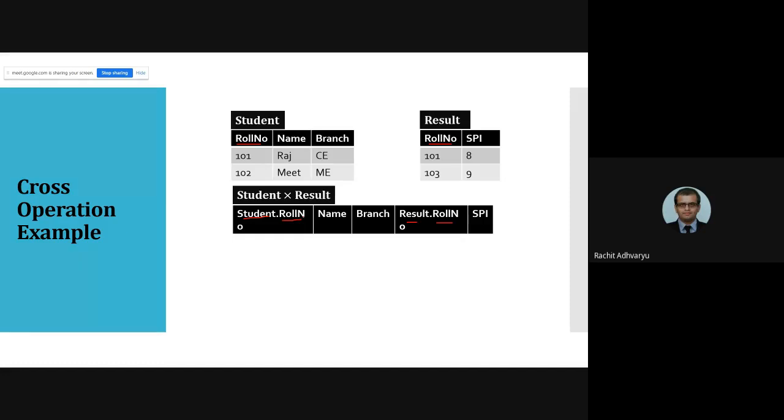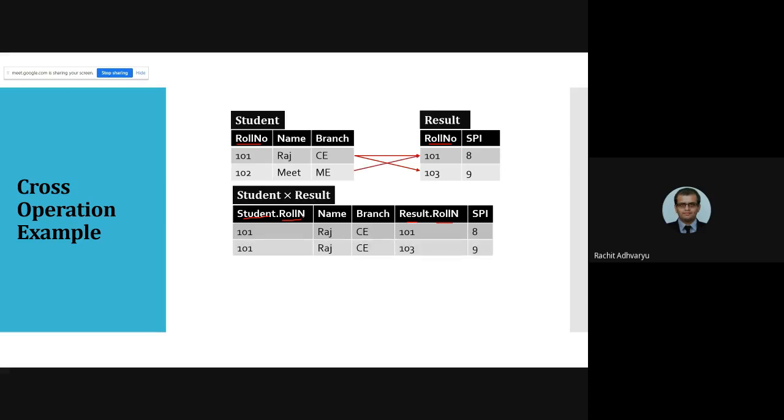So how the cross product will go: it will first join the first row with the first row of the other table, then it will join the first row of one table with the second row of the other table. Similarly, the second row of the first table will be joined with the first row of the second table, and the second row of the first table will be joined with the second row of the second table. So this is how a Cartesian product works, right?